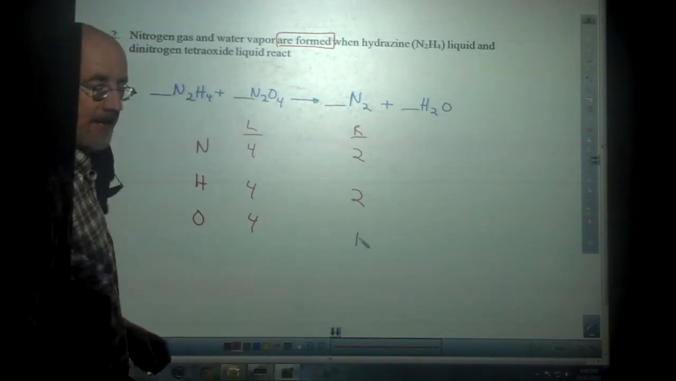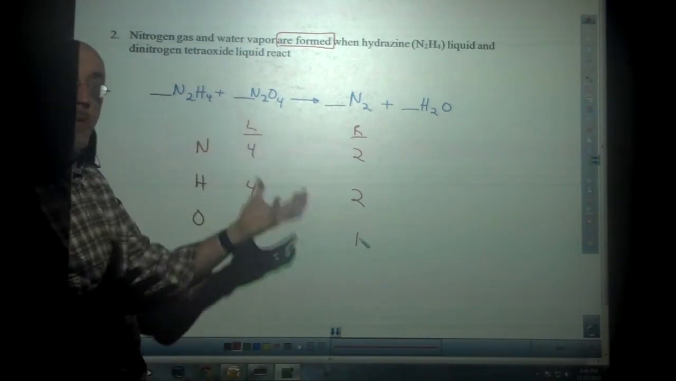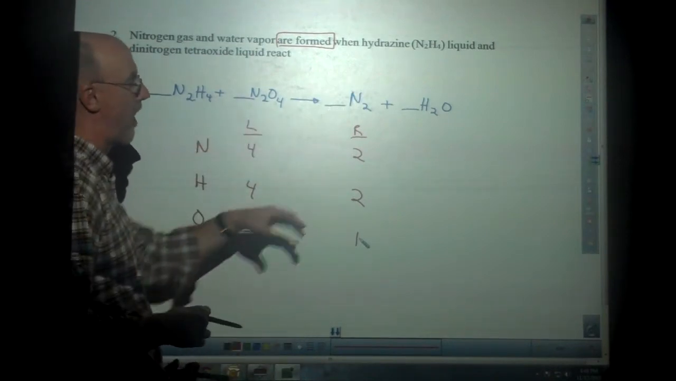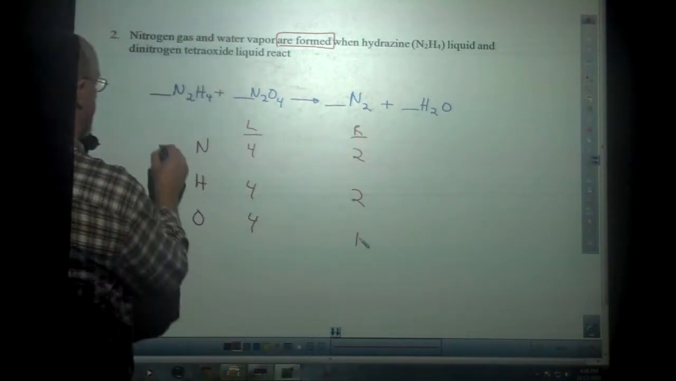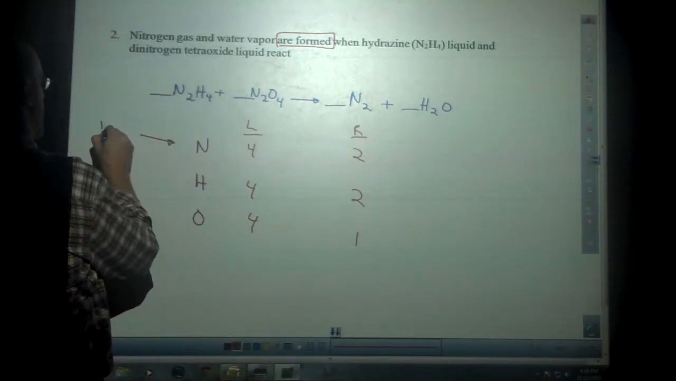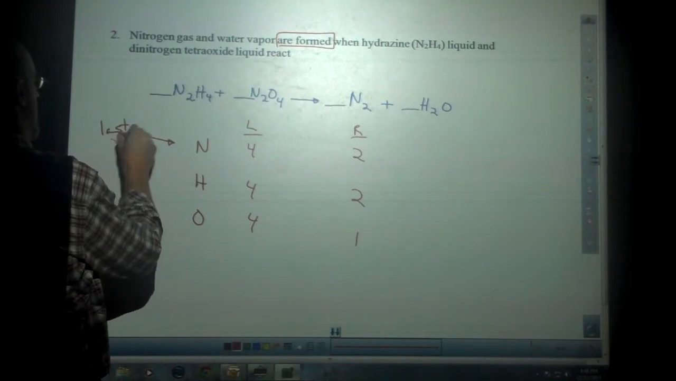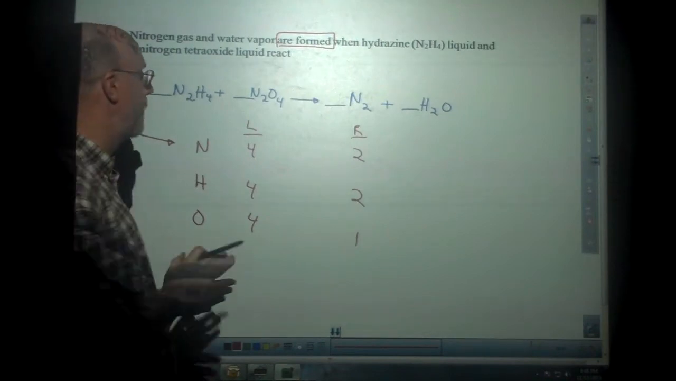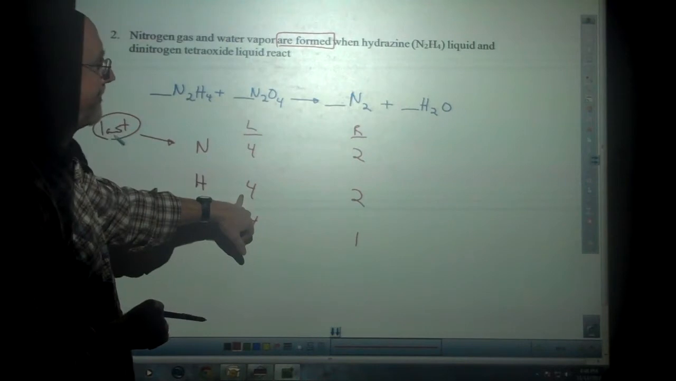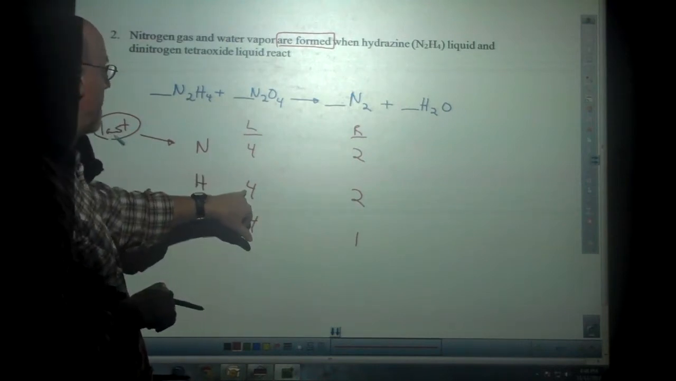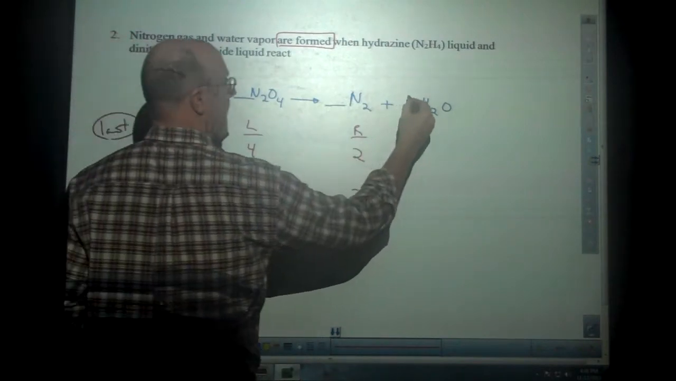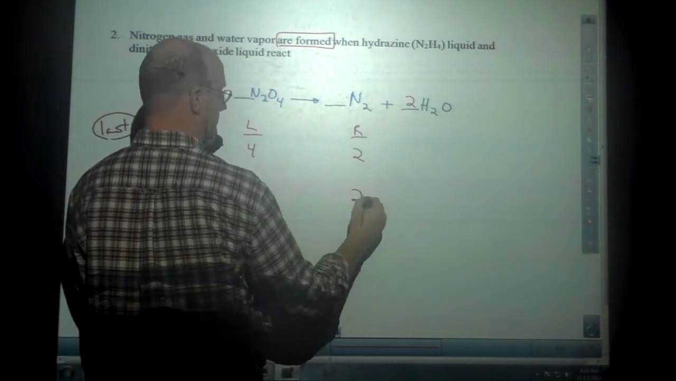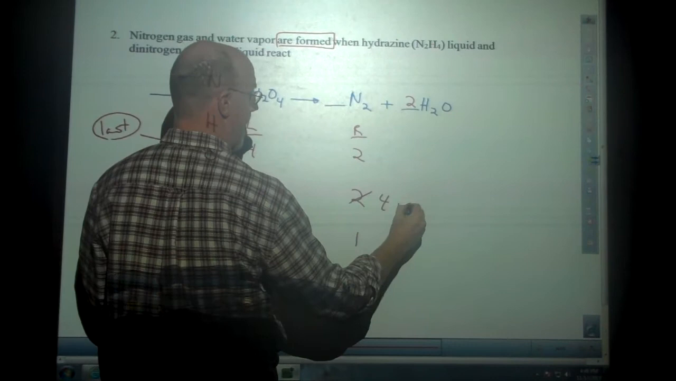So let's take a look at our hints. Our hints were finish with ones that are by themselves, or finish with water. The main hint is if it's by itself, you want to finish there. So we don't want to start with nitrogen, we want to do nitrogen last. So let's start with the hydrogen. The first step would be 4 and 2. So 4 hydrogens here, 2 here, so you place a 2 there. That gives me 4 hydrogens, so we're okay.